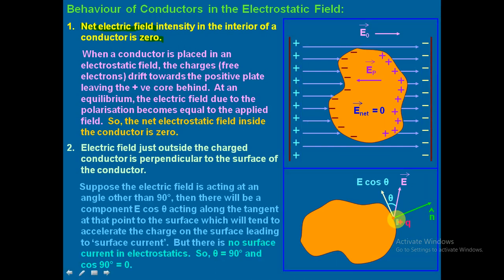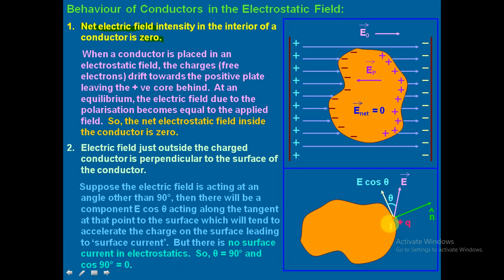So in that case, you see one component which we are getting along the tangent of this surface. So the electrons or the charges which are present here experience a force due to the E cos theta component. So these charges should start moving on the surface because of the forces being applied on them. But in actual practice, there is no surface current in electrostatics.